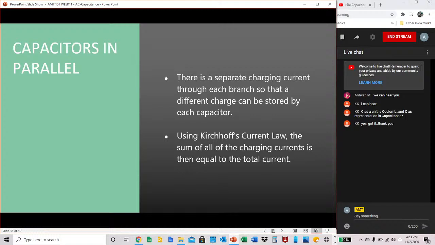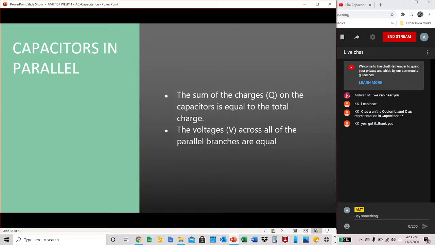There is a separate charging current through each branch so that a different charge can be stored by each capacitor. Using Kirchhoff's current law, the sum of all the charging currents is then equal to the total current. The sum of the charges, capital Q, on the capacitors is equal to the total charge.